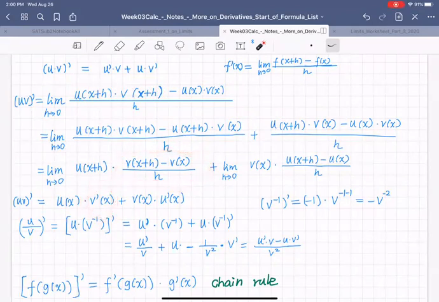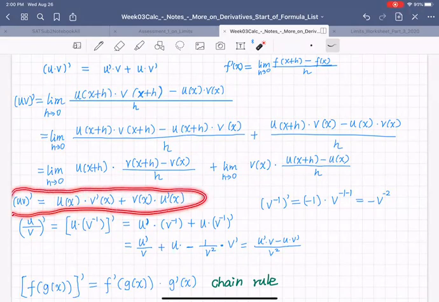This part, your V of x, can also be taken out. So U of x plus h minus U of x divided by h becomes U prime x. So this is our famous product rule.